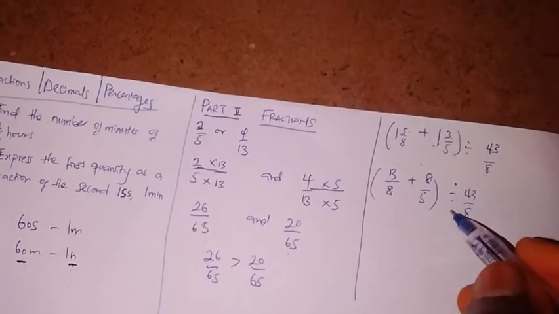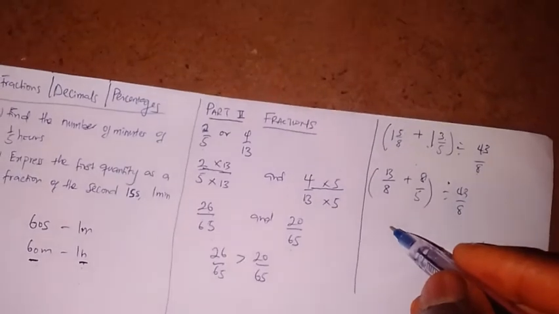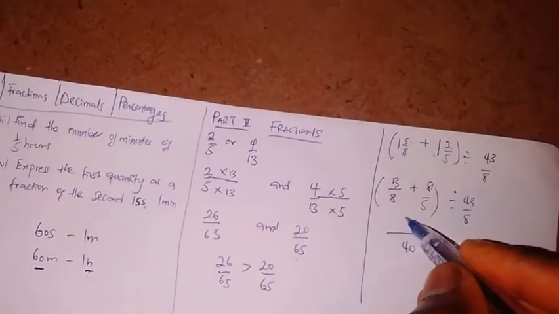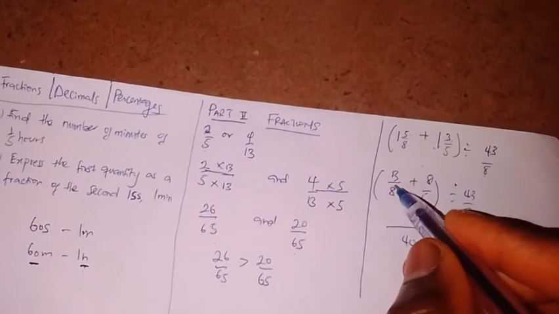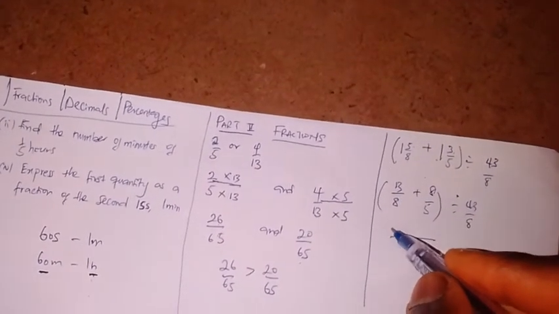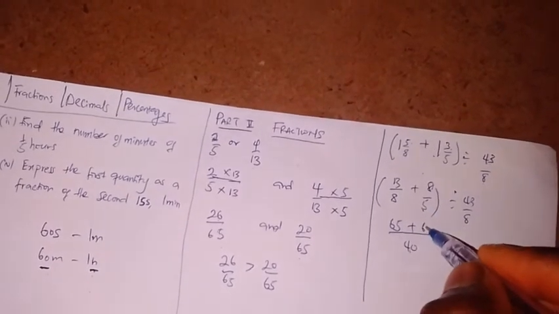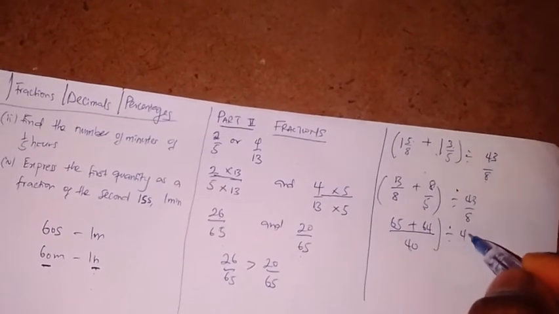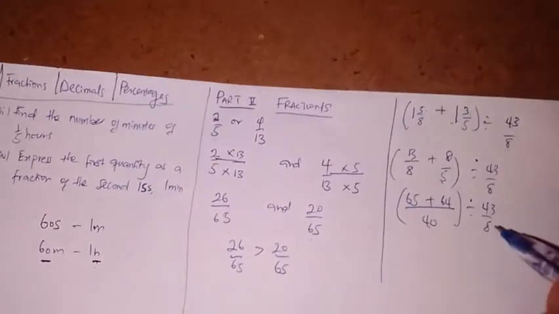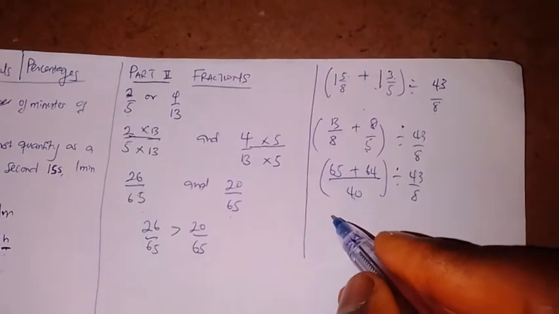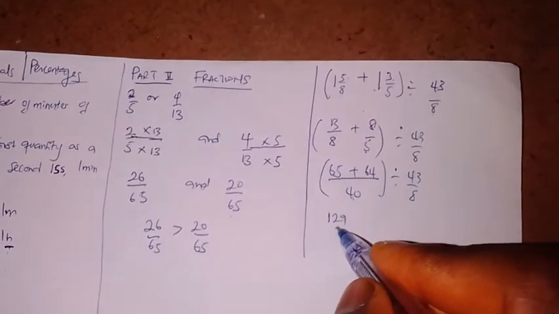Multiply out through, find the LCM. The LCM is most likely 40. So in this case, we have 40 as the LCM. 40 divided by 8 is 5. 5 times 13 gives us 65. Plus, 40 divided by 5 is 8. 8 times 8 is 64. Divided by 43 over 8. Now, what do we have? This now becomes 129 over 40.